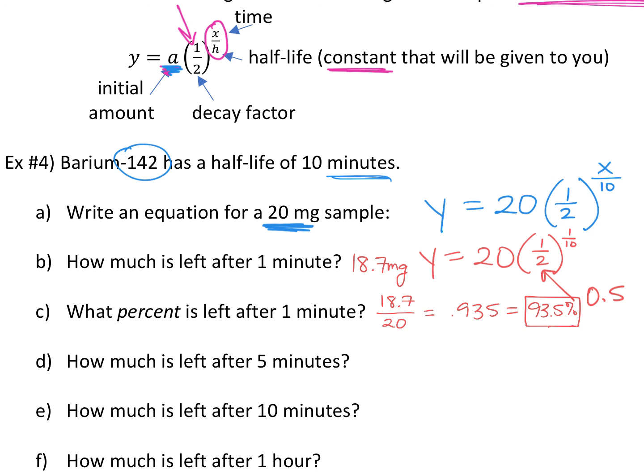Okay. Then it says how much is left after 5 minutes. So if you go second enter, it'll bring up 2 things before, or you can just arrow up to that other equation again. You don't have to re-enter it all. You're just going to put in a 5. So it's going to be 20 times 0.5 to the 5 over 10. Okay, when you plug that in, you get 14.14 milligrams.